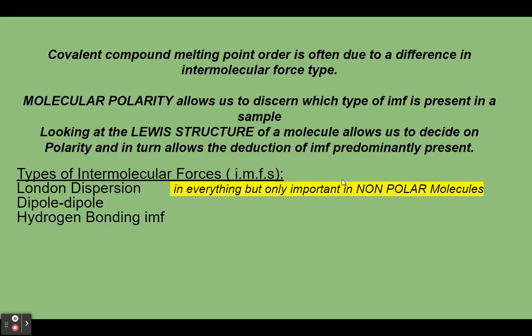London dispersion is a type of intermolecular force that is present amongst all molecules of any type, but it is only important for nonpolar molecules. They're present in everything, but only important amongst nonpolar molecules. Dipole-dipole and hydrogen bonding are both associated primarily with polar molecules. Dipole-dipole intermolecular force strength is stronger than London dispersion forces.